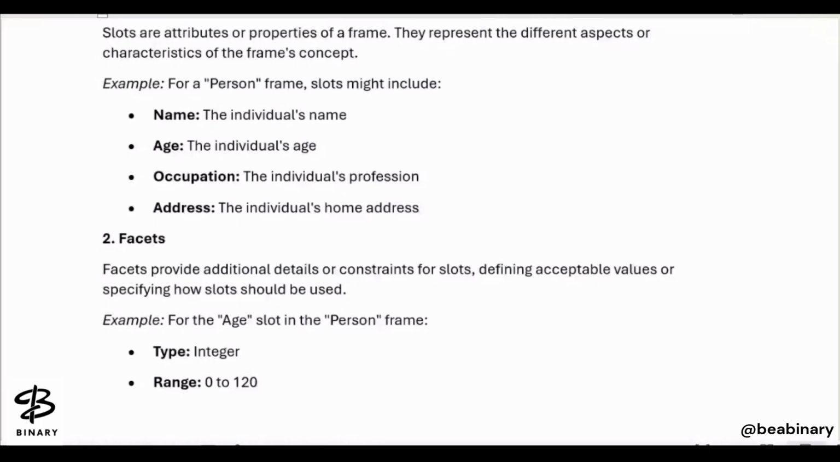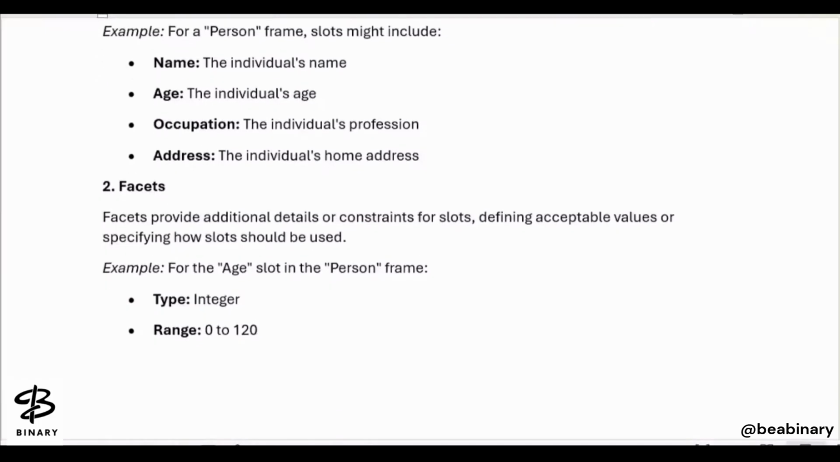We are using variable names, we are using attributes, and then further we are representing what kind of value the attribute will accept, what kind of range there would be, what type of data it will accept. So simply, the facets provide additional detail or conditions imposed on a particular slot, or the constraints defining the acceptable values or specifying how the slot should be used.